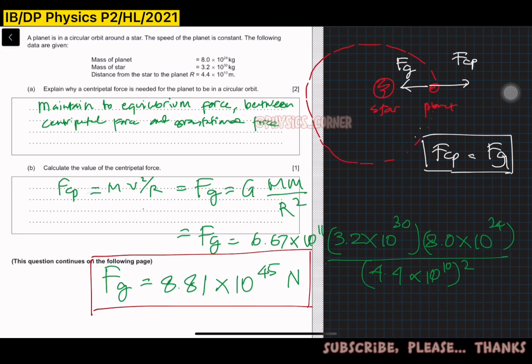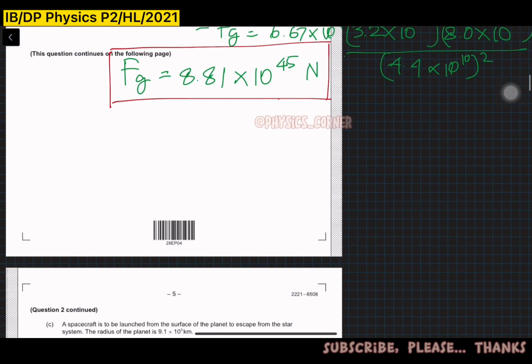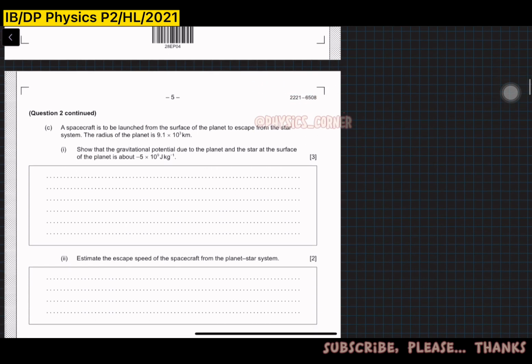We use the equation for the centripetal force, which equals the gravitational force, by the equilibrium between them. Okay, that's it. Continue to the next question in still number 2.